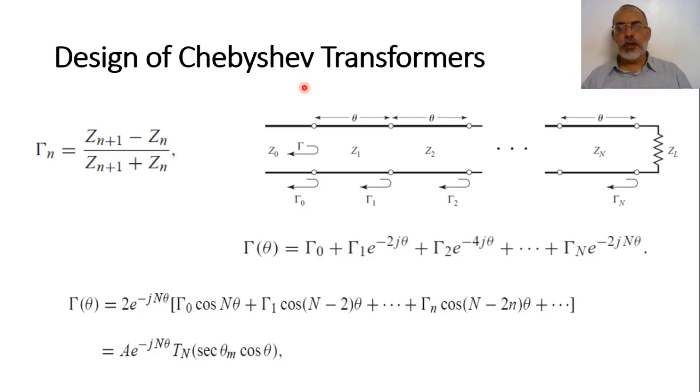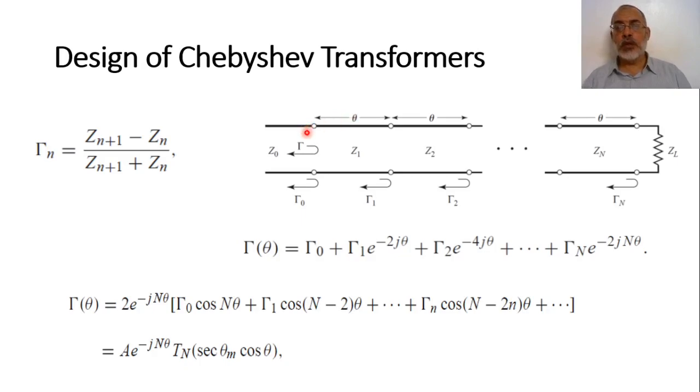This property would be used here to design a Chebyshev transformer with equal reflection ripples in the passband, and after the passband the reflection will be increased.